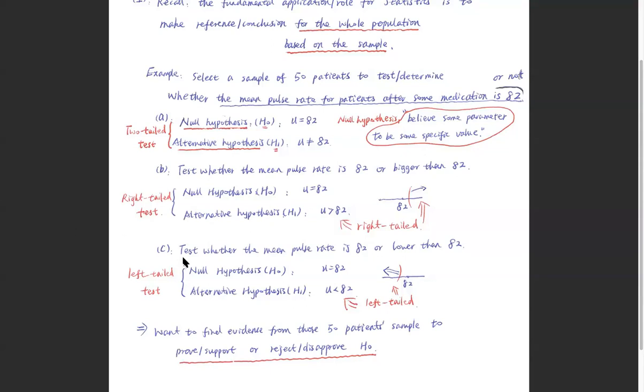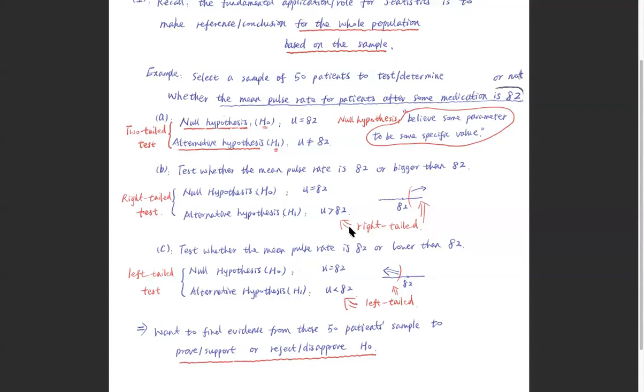So what if we continue to change the statement? The average rate is 82 or lower than 82. In that case, you see H0 is always equal. That is a shortcut if you want to remember: H0 always equal, and then H1 is determined by the statement. So in this case, we say lower than 82, so it's less than 82. There are 3 situations, and we will cover all 3 later on, case by case.